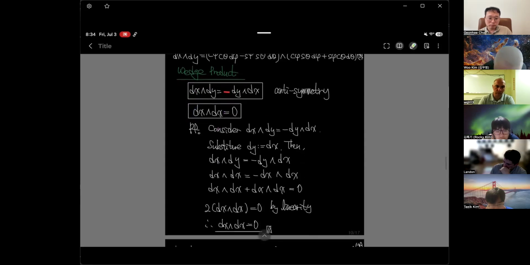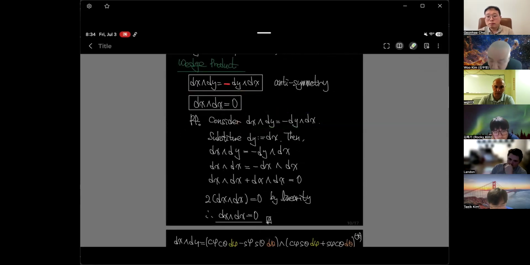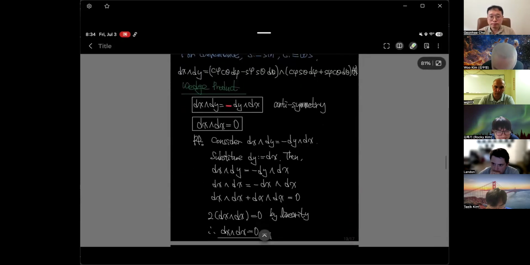Why? From this definition, dx wedge dy is negative dy wedge dx. Just substitute dy as dx. Then dx wedge dx is negative dx wedge dx. By linearity, these are the same two-forms. So 2 dx wedge dx equals 0, then dx wedge dx is 0. Okay, then let's get back to the example.